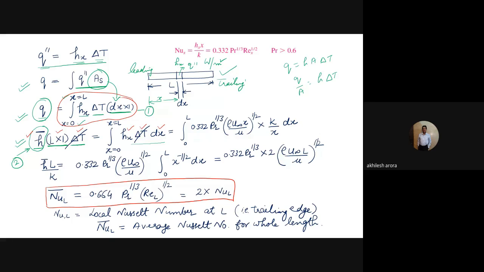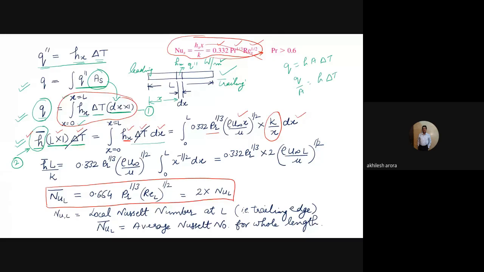Finally, I can put this value of h_x from this particular relation which I have got here. You can see it is 0.332 Prandtl number raised to power 1 by 3, and this is the Reynolds number raised to power 1 by 2. Because I am calculating h_x, k will go to this side and x will come down. So this term has been introduced here when we are writing the value of h_x multiplied by dx.